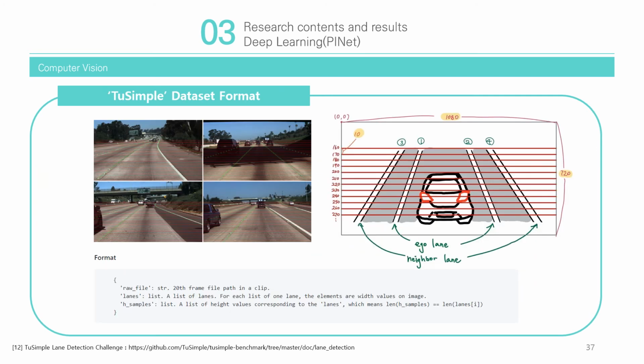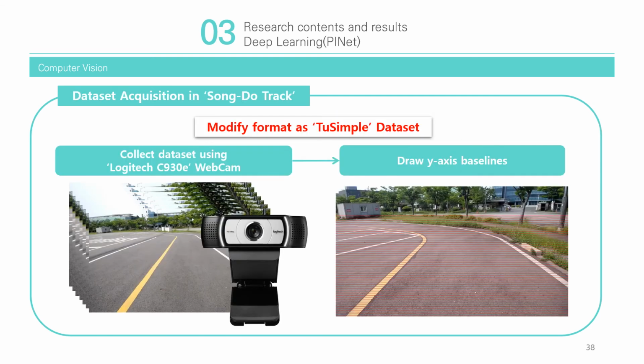For the public lane dataset, TuSimple is composed of original picture files and a corresponding JSON file which contains the annotated lane coordinates. In the JSON file, raw_file is specified as the picture file path, and lanes is specified as the x coordinates corresponding to the y values. h_samples is specified as the y coordinates in intervals of 10. PINet is customized to the TuSimple dataset, so we need to make our dataset in the format of the TuSimple dataset.